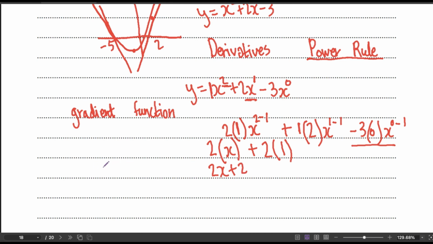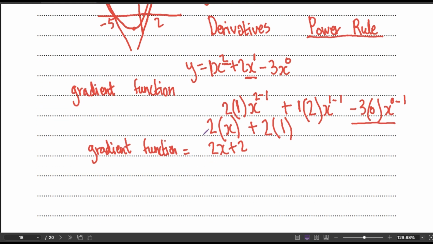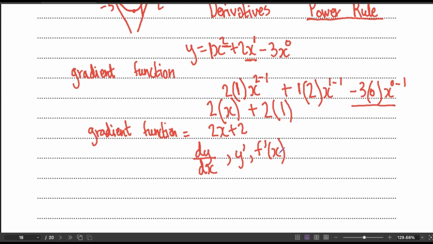So the gradient function is equal to 2x plus 2. But gradient function is a long word, and instead of saying that, we just say dy by dx. Or you'll see it written as y prime, or you might see it written as f prime of x. All of these mean exactly the same thing. This means take the derivative of the function that you have.